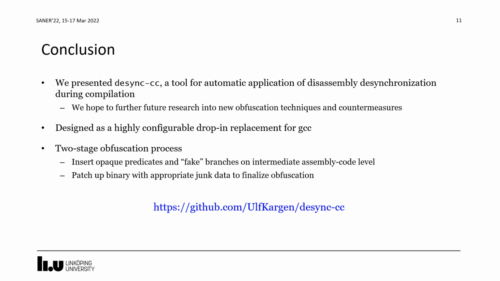So in conclusion, we presented desync-cc, a tool for automatic application of disassembly desynchronization during compilation, in the hope to further future research into new obfuscation techniques and countermeasures. It's designed as a highly configurable drop-in replacement for GCC using a 2-stage obfuscation process. And the code is available on GitHub at the following URL.